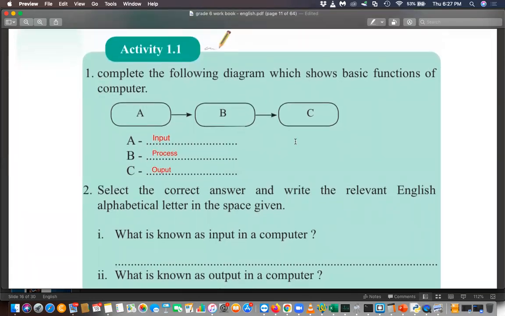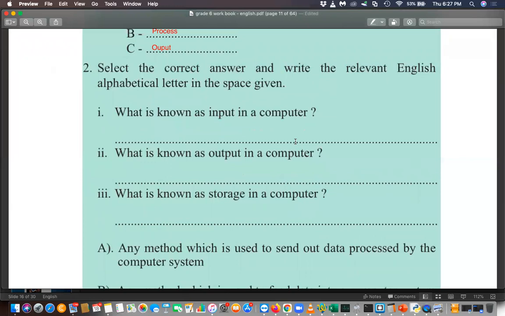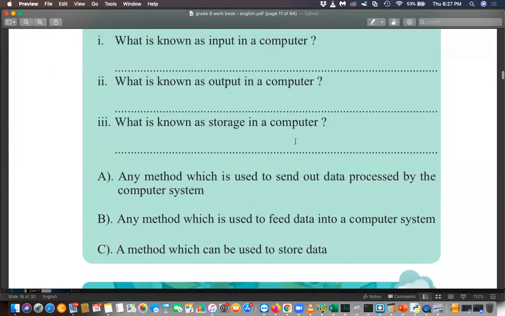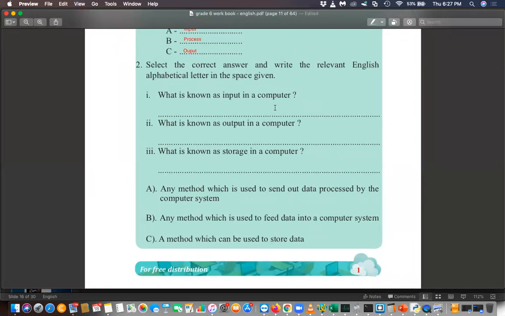Right, let's go to the second question. Select the correct answer and write the relevant English alphabetical letter in the space given. What is known as input in a computer? Yes, you have to tell me. Out of these three answers, what is known as input in a computer? You can see A, B, and C.